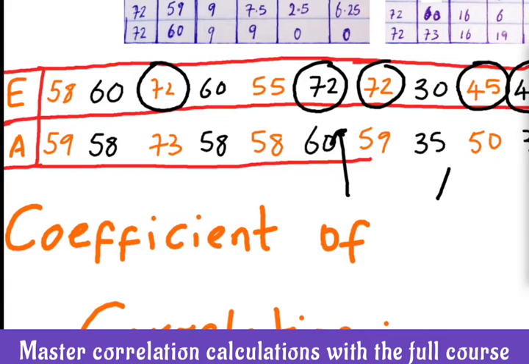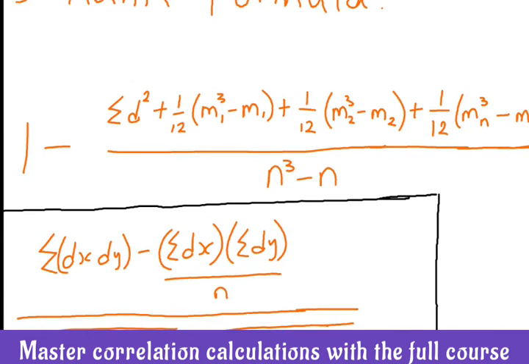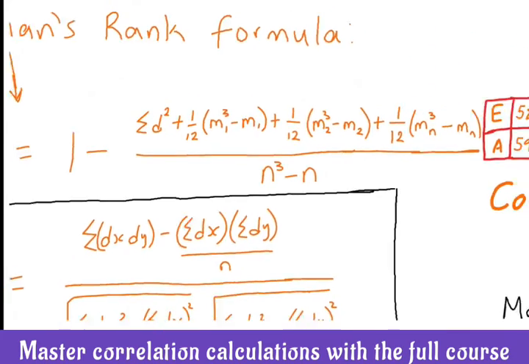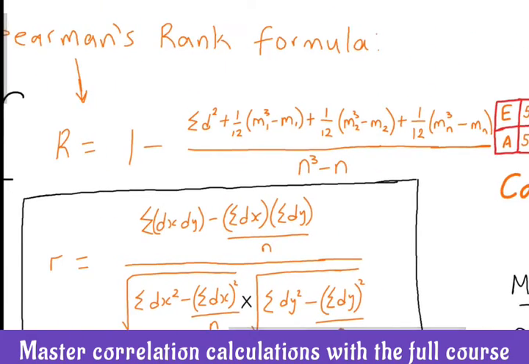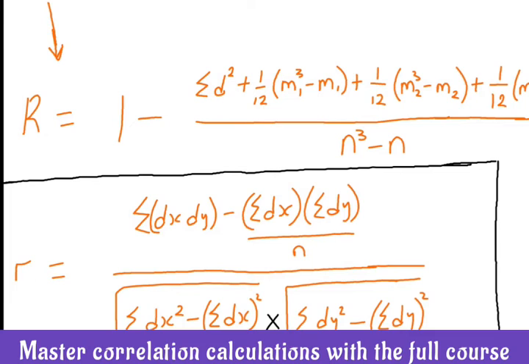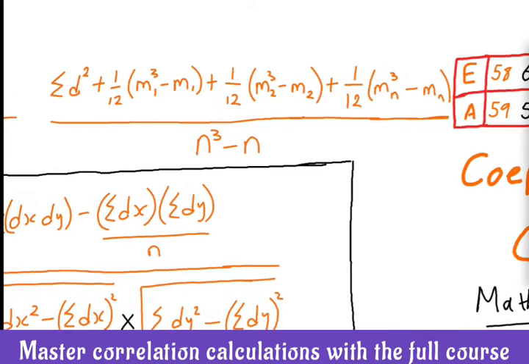Let's explain the components of this formula. You can see we have big R. Big R stands for Spearman's rank coefficient. So it's different from the one where we have small letter r. This big letter R indicates that we are using Spearman's method. So it's 1 minus summation d squared. This d is simply the difference between the rank of the first variable and the rank of the second variable. So that is how we get d.